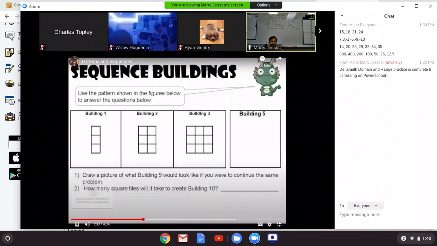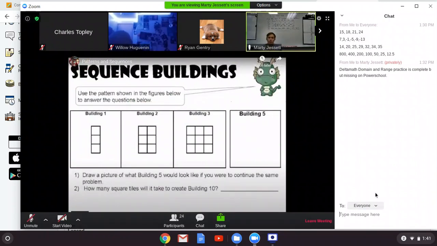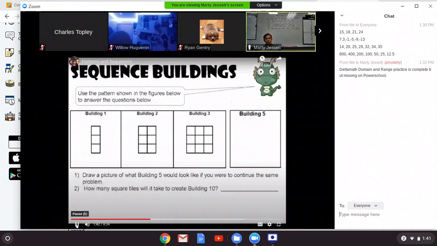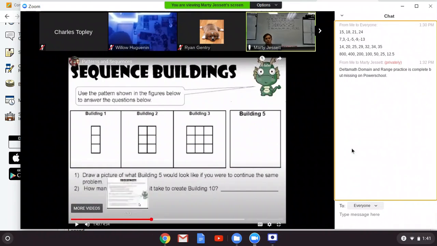Use the pattern shown in the figures below to answer the questions below. First, draw a picture of what building 5 would look like if you were to continue the same pattern. Okay, so here's building 1, here's building 2, here's building 3. So this is a visual one. This is a geometric one. What would building 5 look like?